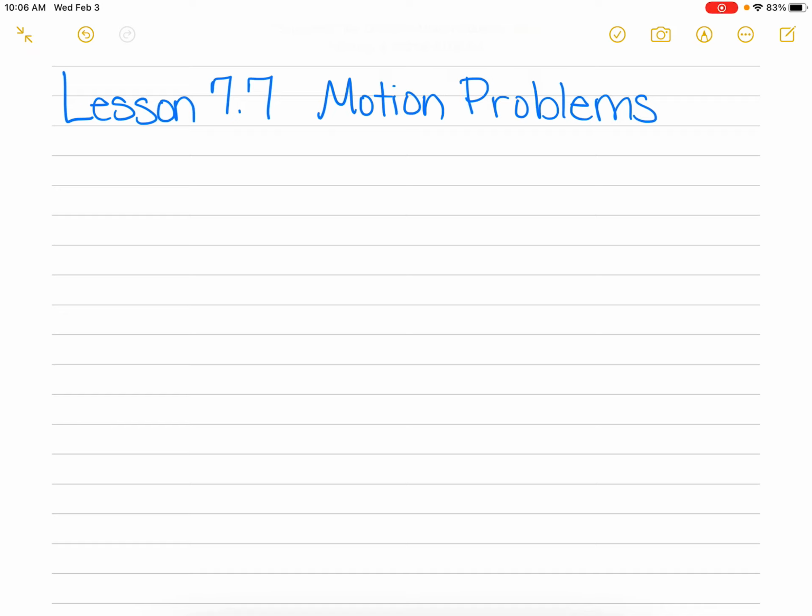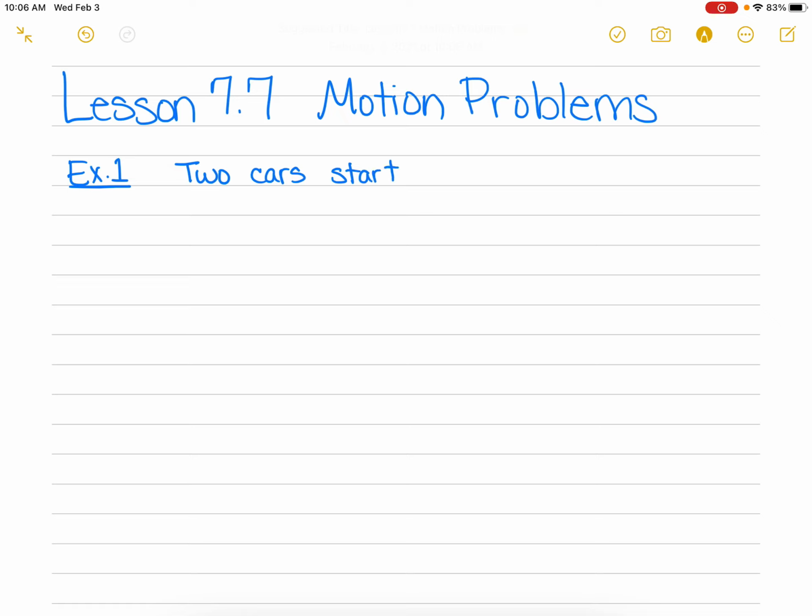Hello students, today we are doing motion problems, and these are word problems that we're going to solve by using systems. But the first thing we need to do is figure out how to write out the systems from the word problem. So we're going to start this one, and I'm going to write out the whole word problem, and I want y'all to write it out also.